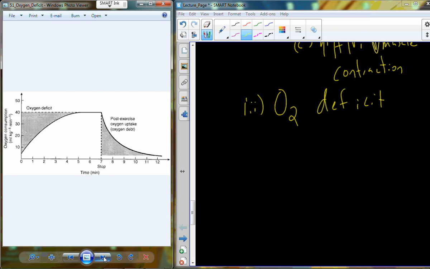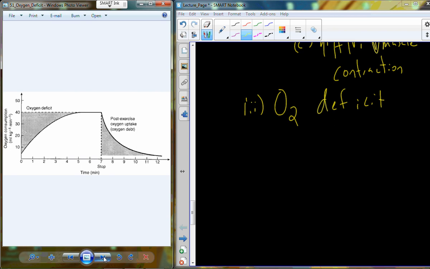You're left over with a deficit on the front end that has to be repaid, and it's repaid on the back end. So once we've stopped, we actually continue to have accelerated breathing, which brings in additional oxygen as we repay that deficit on the front end. And if you take this curve and flip it over, you'd see that it lands right back on top of the first part of the curve. The first shaded gray area is basically a mirror image of what we have over here.